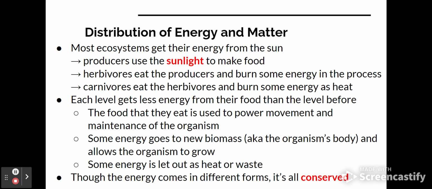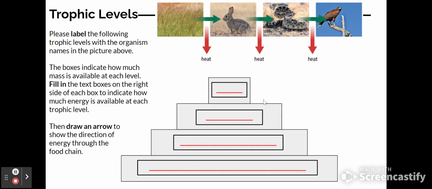Now, some energy is let out as heat or waste. So we lose a lot of energy from that because we have to maintain our body. Now, although the energy comes in different forms, everything is conserved. That means that we are not losing more things than we need to lose.